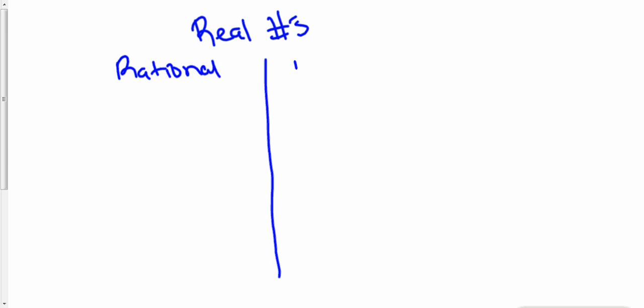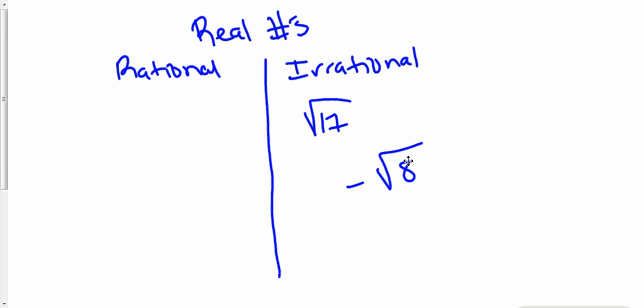But real numbers split off into two groups. They're either going to be rational numbers or there'll be irrational numbers. Irrational numbers are numbers that when you take the square root of that number, it gives you a decimal. So numbers like the square root of 17, the negative square root of 8, the square root of 35, and numbers like that. Those will all be considered irrational numbers.